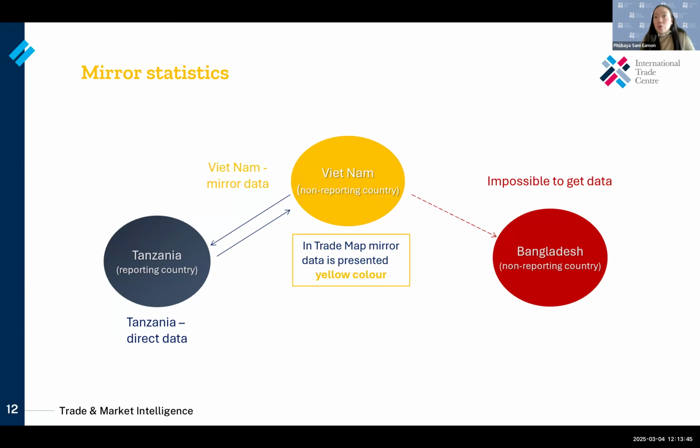However, it will be impossible to reflect trade between two non-reporting countries. Just like in the example that we see here, it's not possible to see the trade between Vietnam and Bangladesh since both countries are non-reporting countries. But of course, if Vietnam trades with Australia, for example, we'll be able to use Australia's reported trade statistics to reflect Bangladesh's trade statistics. So the heart of this slide is to tell you that for countries that we do not have data, we have what's called mirror statistics, and it will be in yellow color.